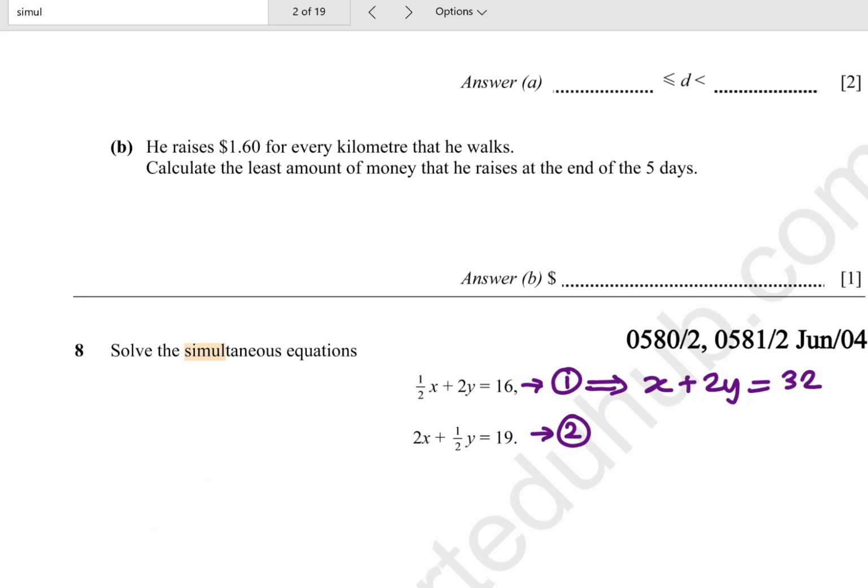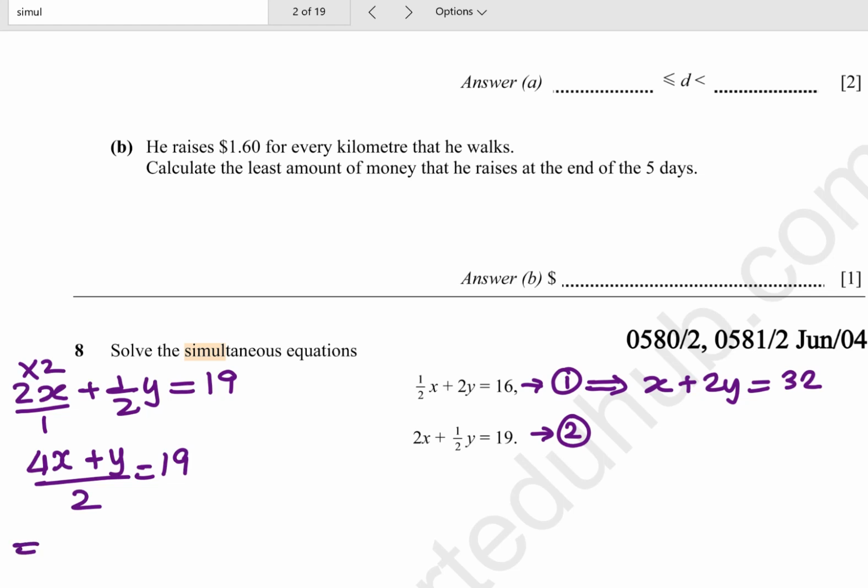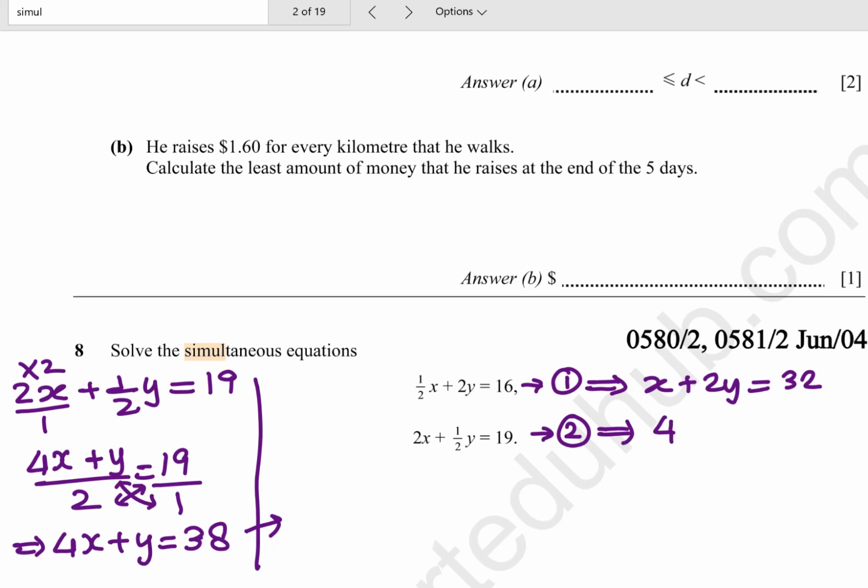And now I'm going to eliminate the denominator in the second equation. So I have 2x plus half y equals 19. Again, there's no denominator, so I put the denominator as 1 and I find the LCM. So it is 2 into 2 is 4. 4x plus y divided by 2 equals 19. Again I put a 1 in the denominator on the right hand side. I cross multiply and I get 4x plus y equals 19 2s are 38. So my new equation is 4x plus y equals 38.